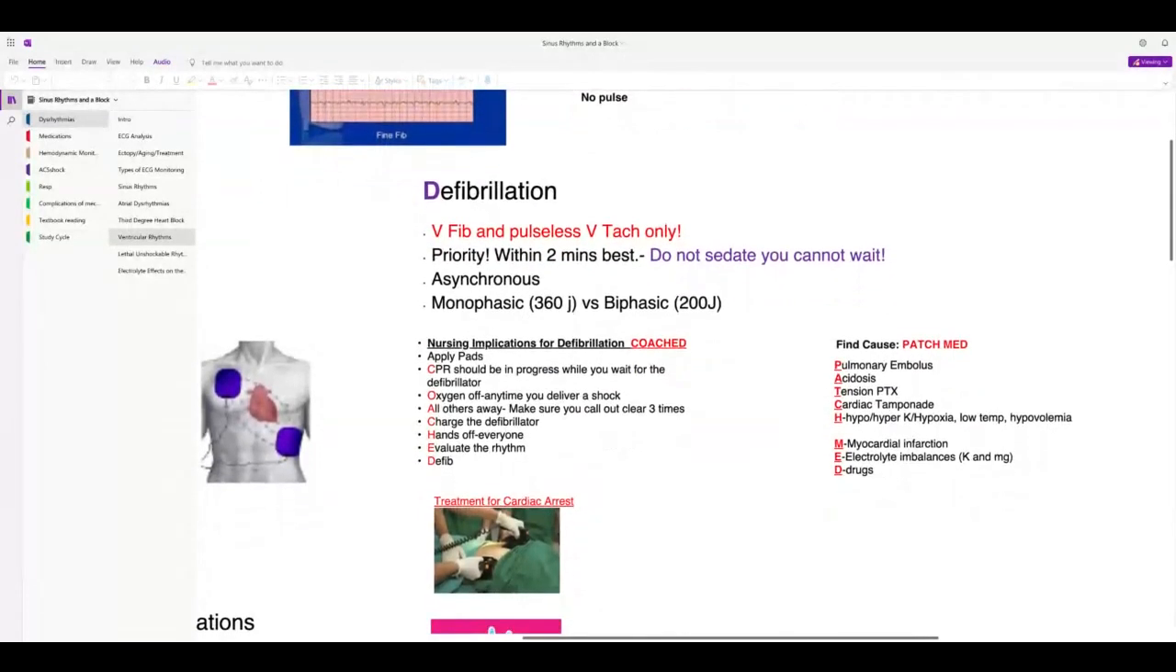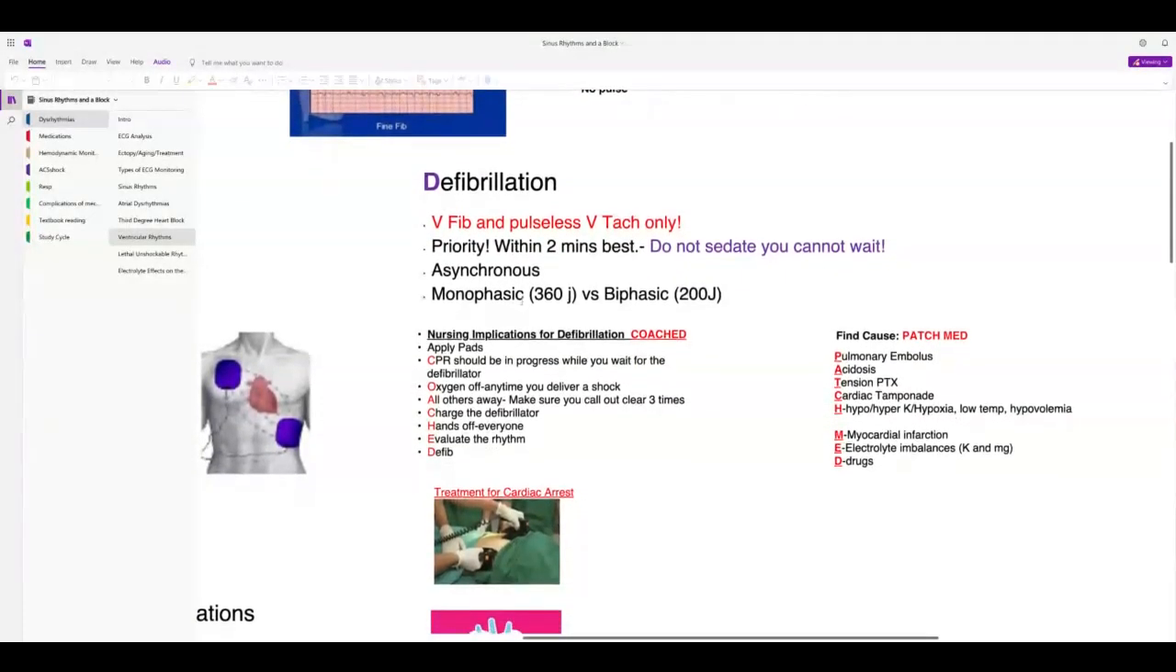It's asynchronous, meaning it's not on sync mode. You don't need to know the difference in the joules, but the joules you're going to give are 200, okay? You just need to know you need to assess for causes, but you don't really need to know these causes, okay?